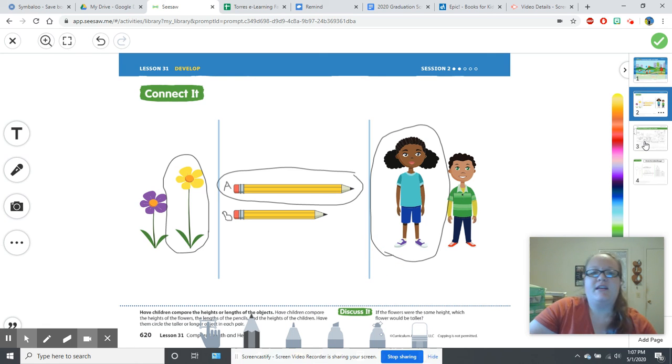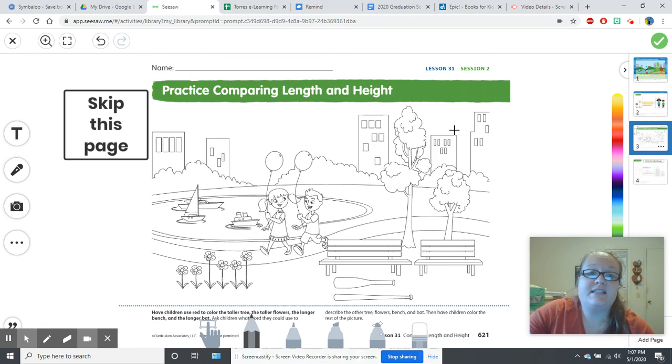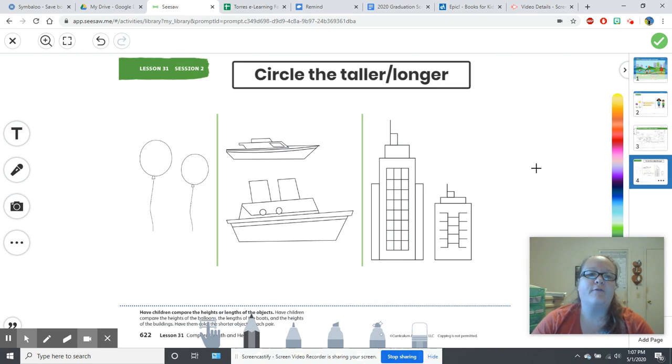When we look at page 3, I have marked on there that we're going to skip it, but parents, if you would like to practice more longer and shorter and taller and shorter with your child, you can go ahead and work on that page individually. But what I'm looking for this week is on page 4. For each one, I want you to circle the one that is taller or longer, okay? Circling the ones that are taller and longer.